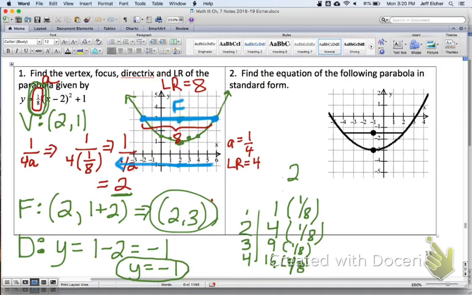Now let's work backwards on the next one, and this can be tricky, so make sure you're following along. If you need to pause the video and discuss with your neighbor, if you have a question, pause the video and ask, like, hey, where in the world is the focus, or what's the directrix, or whatever.